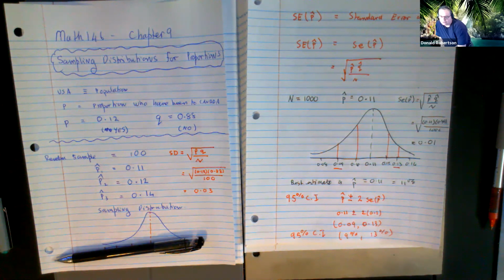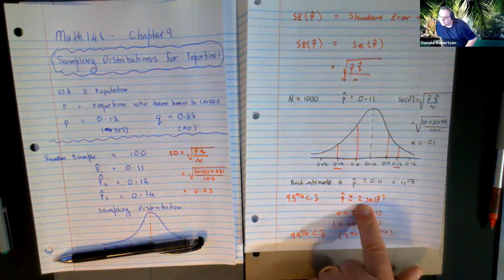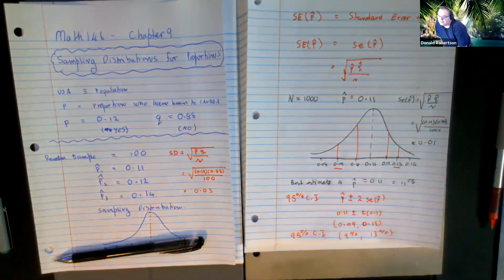Later on, you'll find we can do 90% and 99% as well. We just have to tweak this number. It's got different values for different situations. Any questions about this, or is so far so good?